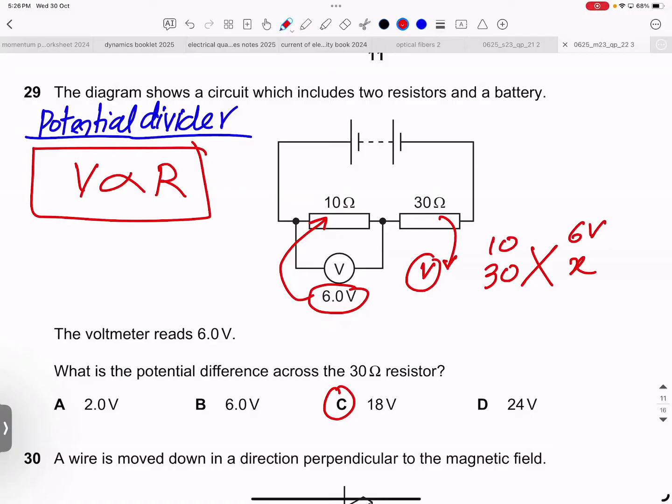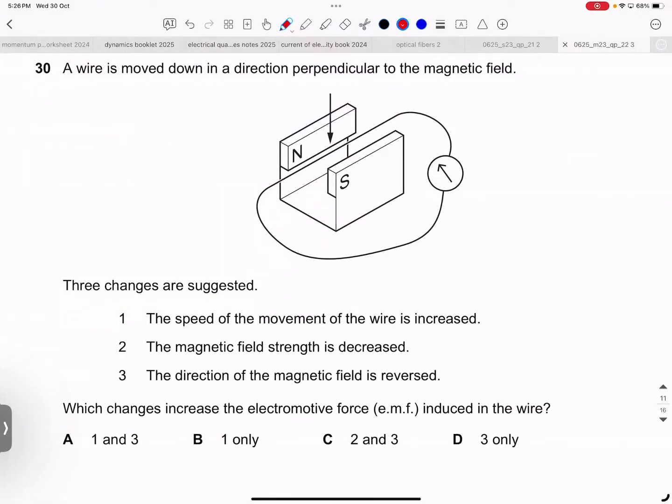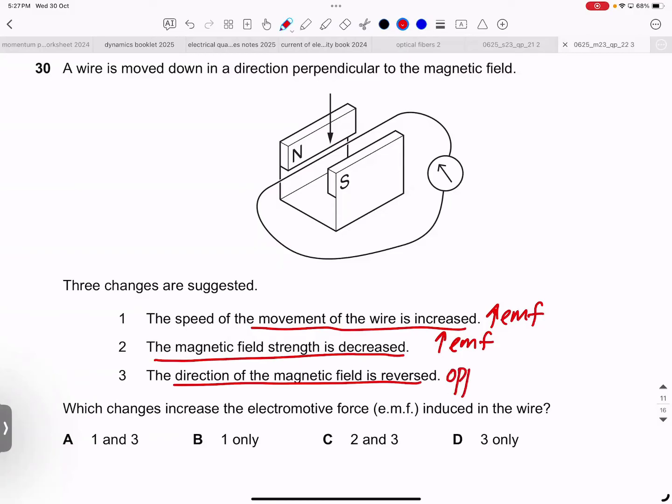Question number 30. A wire is moved down in the direction perpendicular to the magnetic field. Three changes are suggested. Speed of movement is increased: more speed, more EMF induced. Magnetic field strength increased: more EMF induced. Direction reversed: opposite EMF induced.